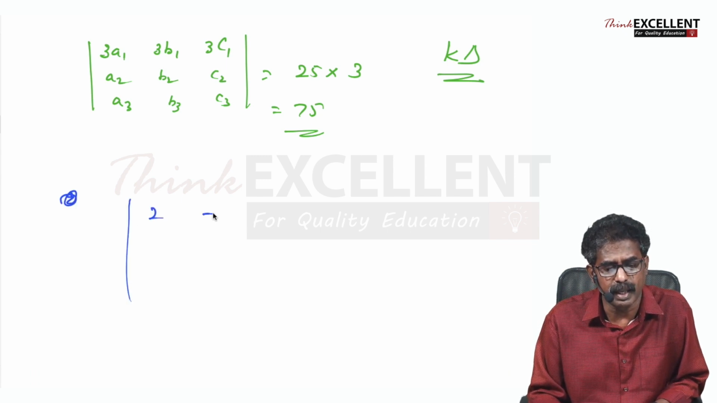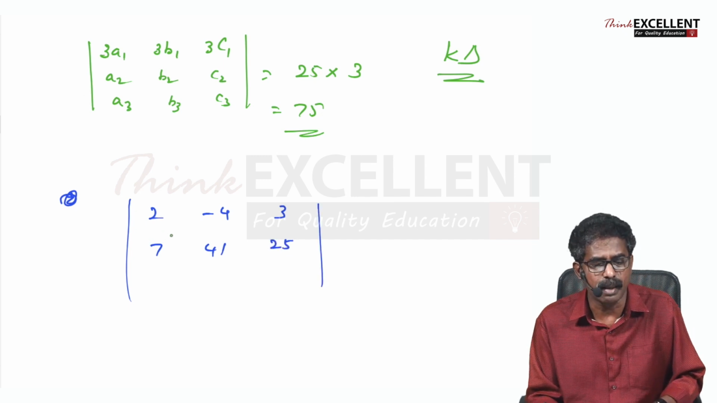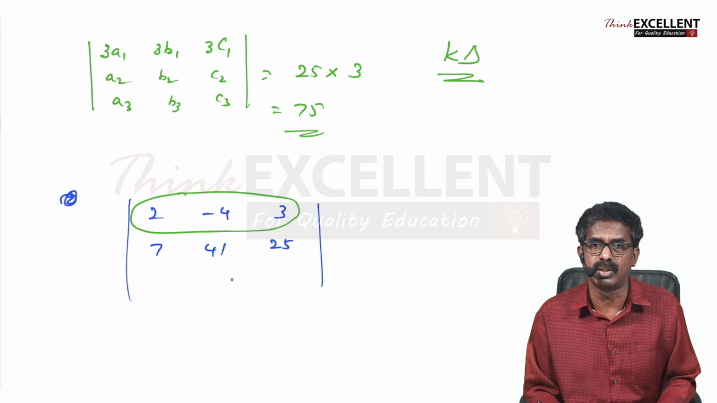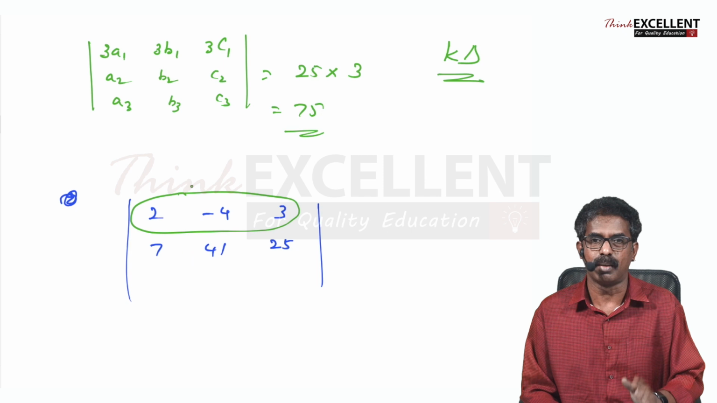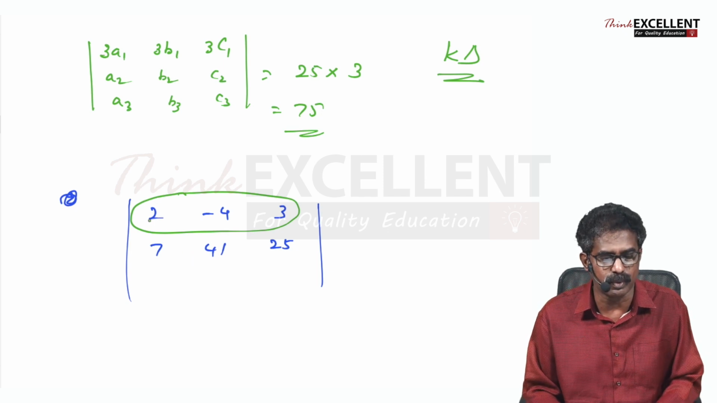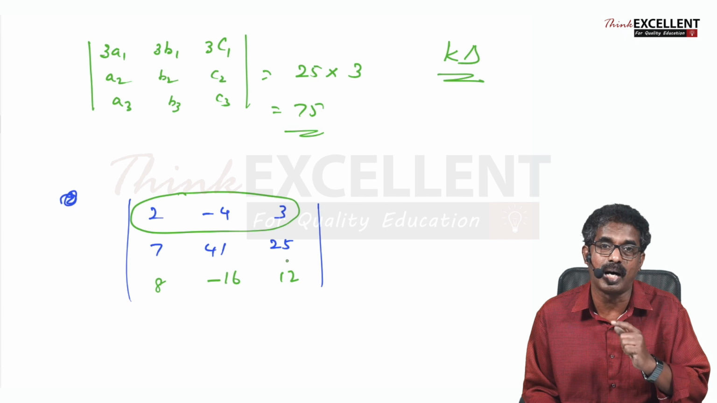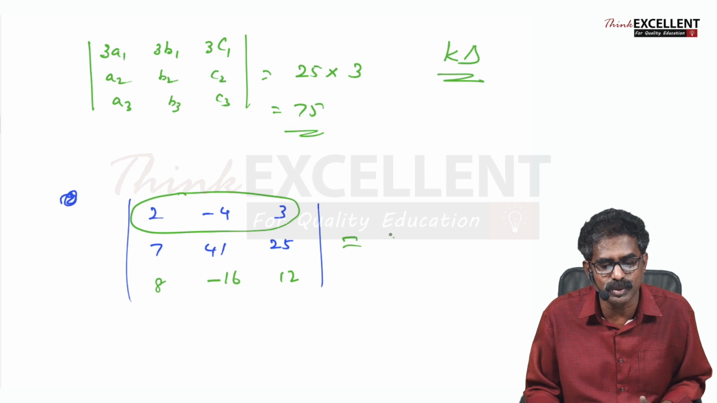Suppose I'm giving 2, minus 4, 3; 7, 4, 41, 25. Now please listen. Identical means, say I'm taking the first row, exactly the same numbers you write: 2, minus 4, 3. The value becomes 0. Proportional means some multiple you write. Suppose you multiply every element by 4, the first row fully multiplied by 4. What do you get? 4 2s are 8, 4 4s are 16, 4 3s are 12. Now we say the first row and third row are proportional. Proportional means some multiple of. Then in this case also the value becomes 0.